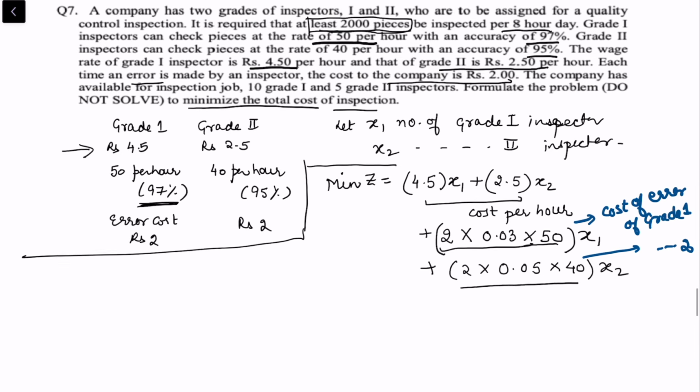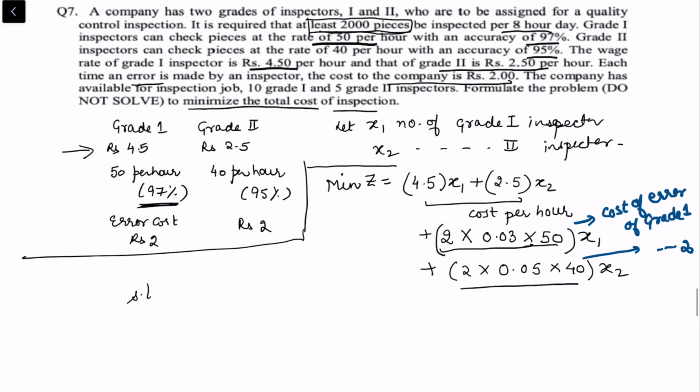Now what are the constraints? For the constraint, the first condition says that the total pieces to be checked are 2000 per 8 hour day. Now here it is mentioned. So one inspector checks 50 pieces and x1 inspectors will check 50 x1, and in 8 hours they will check 8 into 50 x1. This is by grade 1 inspector. Plus 40 pieces are checked by grade 2 inspector.